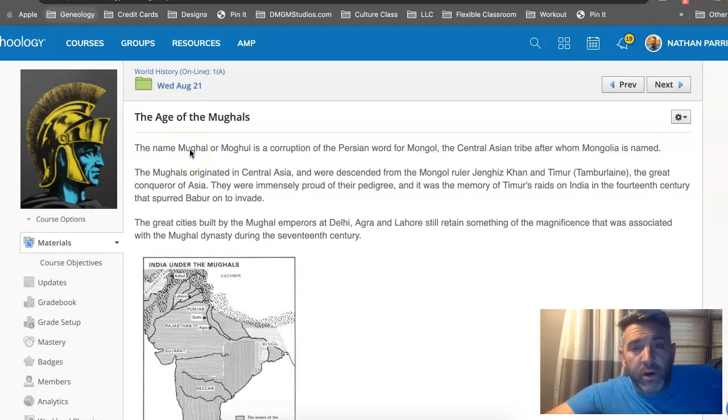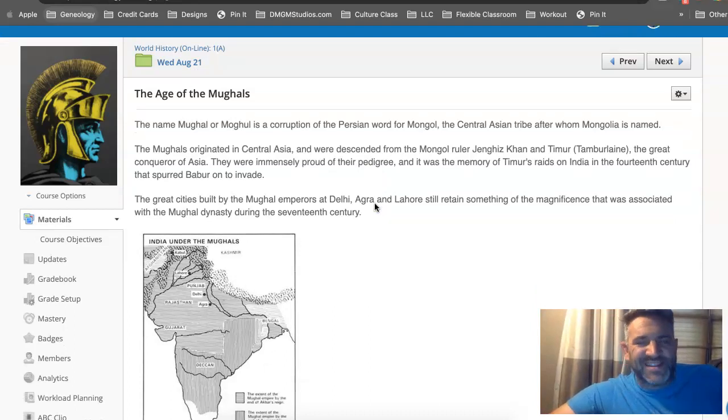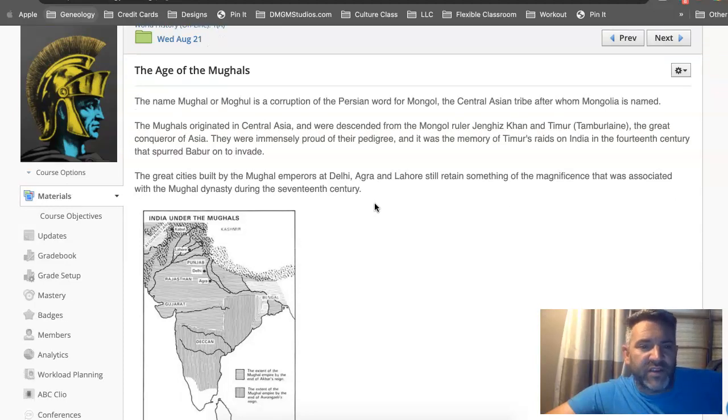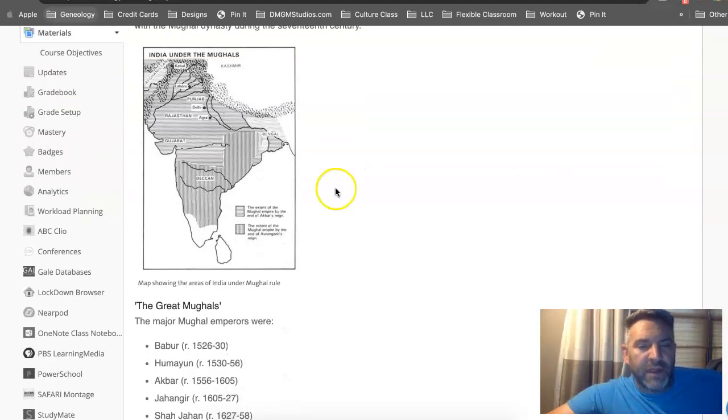Today we're going to move on from the Chinese and talk about India. And the group we're going to talk about in India are called the Mughals. The word Mughal actually comes from the word Mongol, so it basically means Central Asian tribe. We don't really know if they're descendants of the Mongols or not. It's likely they could have been, but they moved into Central Asia and then into India in the 14th century.